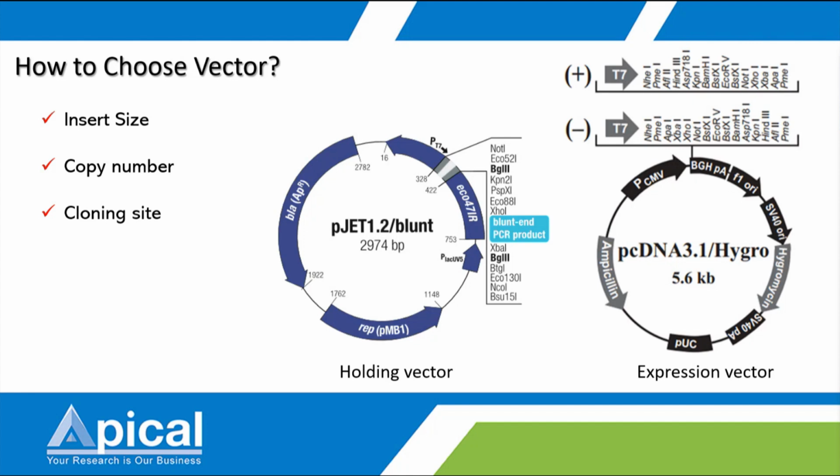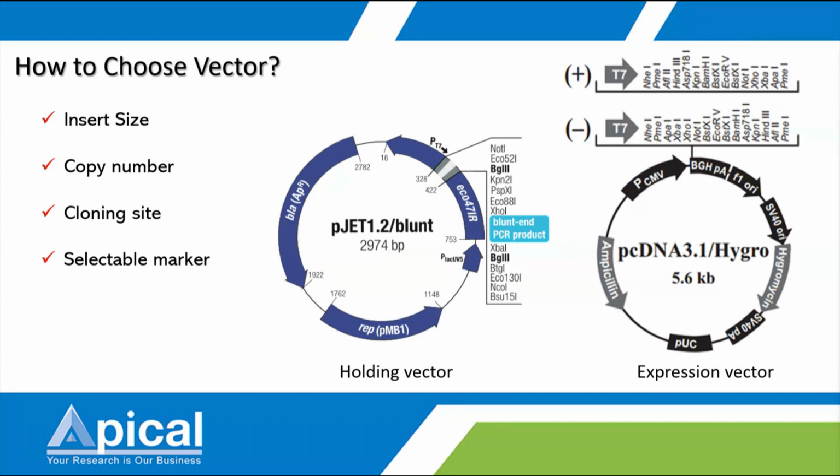Next, you will also need to consider the cloning site. Most commercial vectors have the multiple cloning site, where it is flanked by some common restriction enzymes. So you will find many different restriction enzymes in the multiple cloning site to ease the cloning process later on.